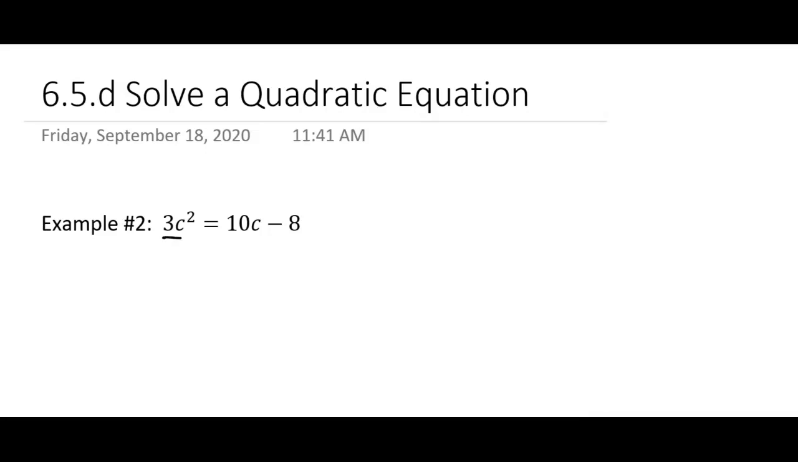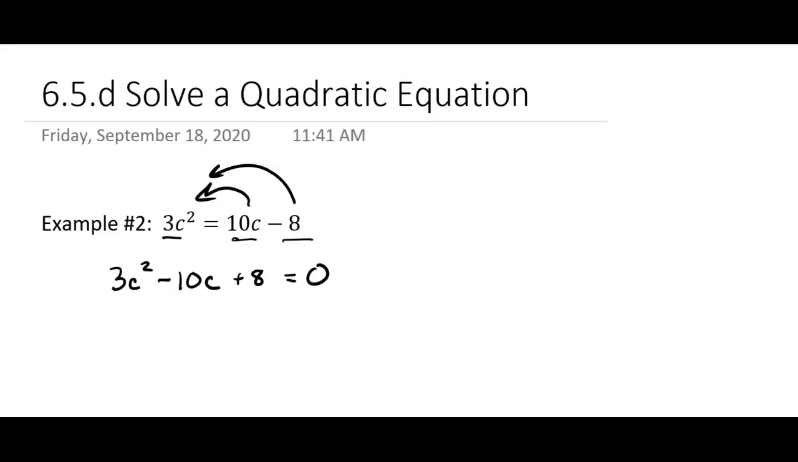You've got the 3c squared, and then on the right of the equal sign, you have 10c minus 8. Well, we need everything to be on one side. So I'm going to write 3c squared. Then I'm going to bring the 10c to the other side, so it makes it minus 10c, and then plus 8, it's going over there. And then that equals 0.